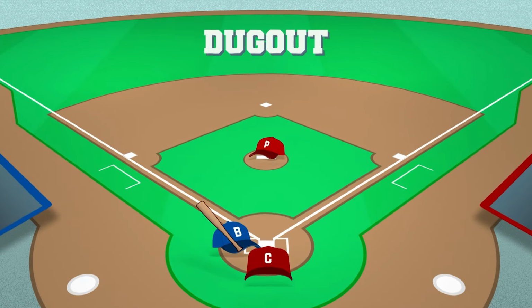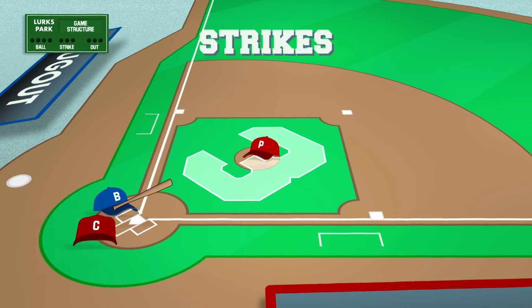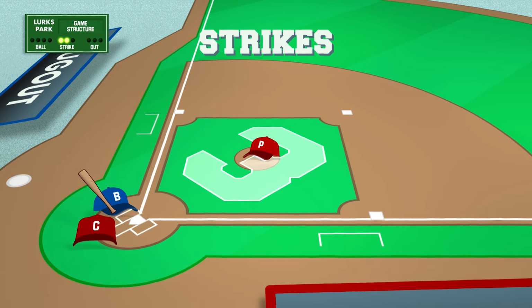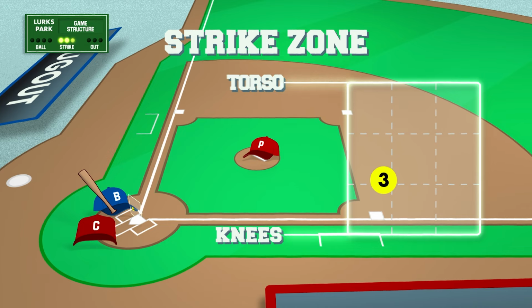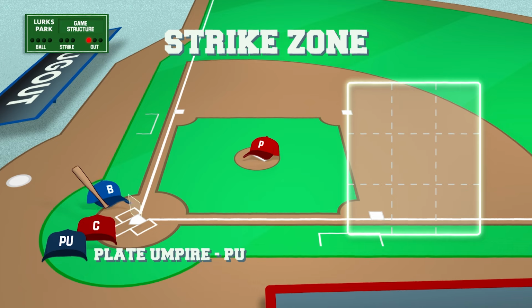A batter is out after accruing 3 strikes, which can happen if they swing at the ball and miss, hit the ball into foul territory, or fail to swing at a ball that crosses through the strike zone, an area over home plate extending from the batter's knees to the midpoint of their torso. The umpire, stationed behind home plate, decides whether a pitch falls within this zone.